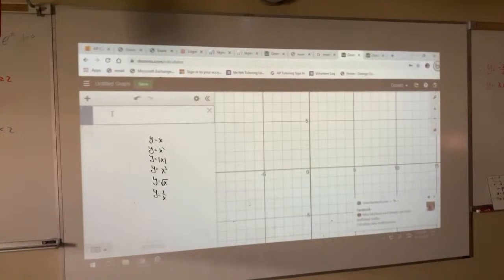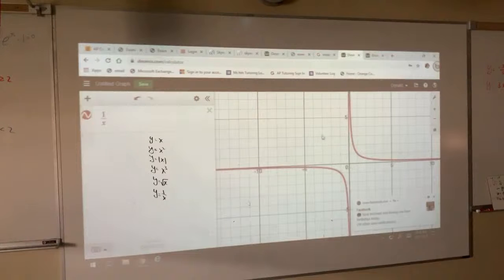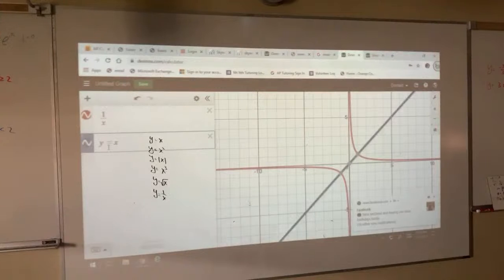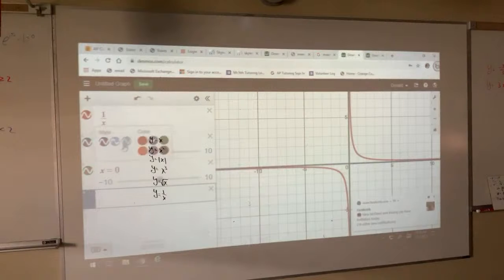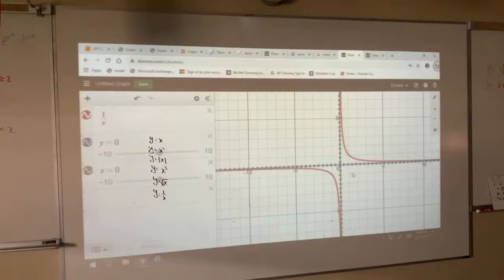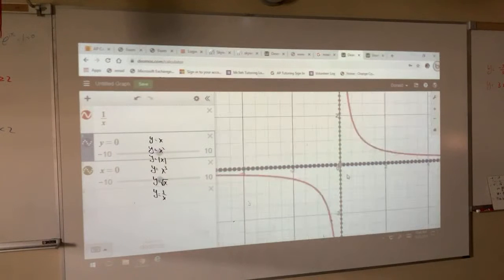Is the iPad recording the whole screen? Yeah. Okay, so this is the thing. This is the 1 over x graph. This is again the sign. So you've got y equals x, y equals 0, and x equals 0. What I will do is change this to a dotted line. I'll change this to a dotted line. And then you see this asymptote. This is where the anchor point occurs, (0, 0). Do you see that?